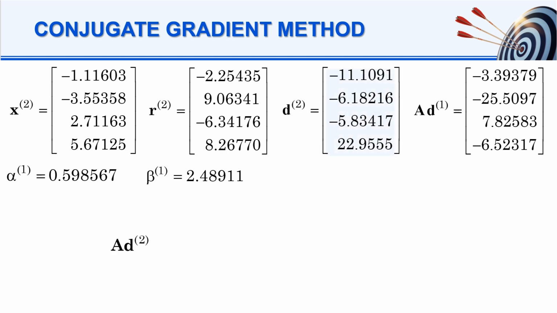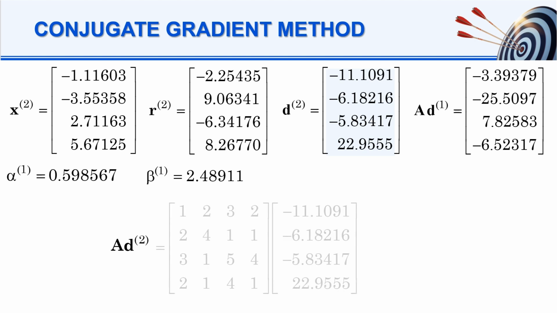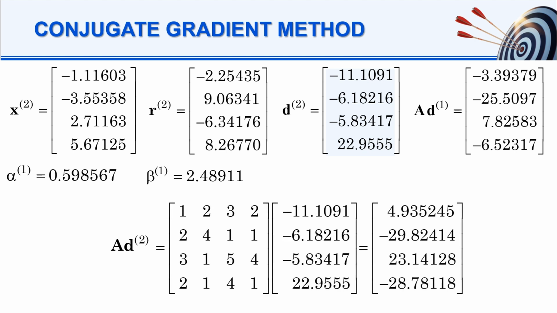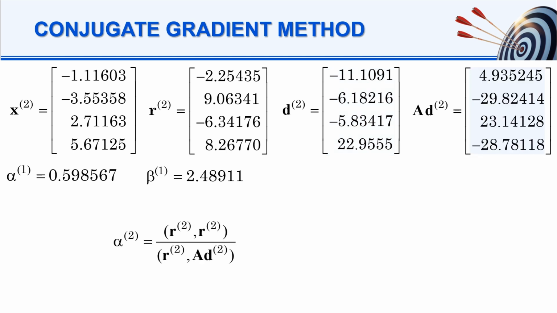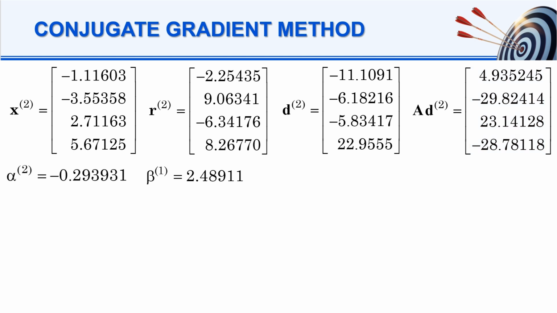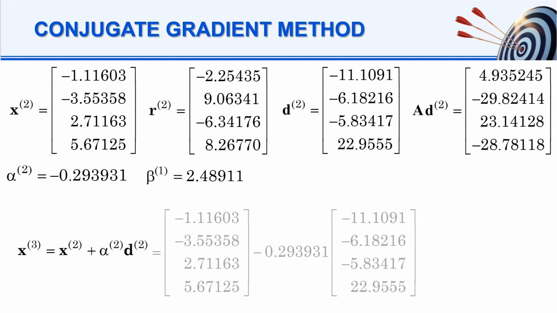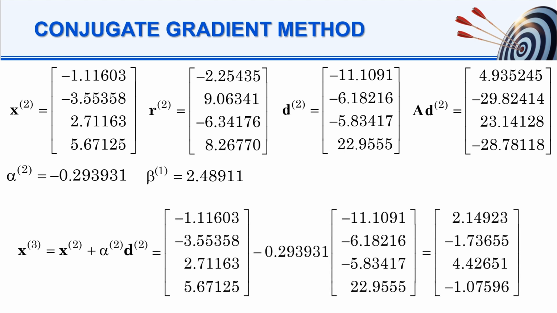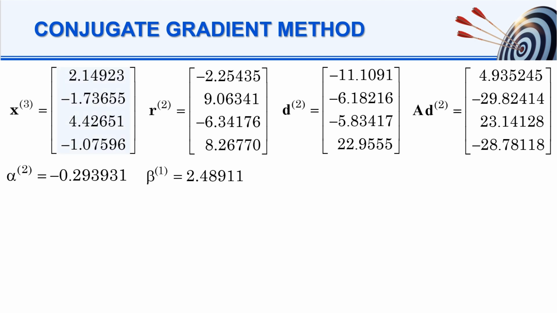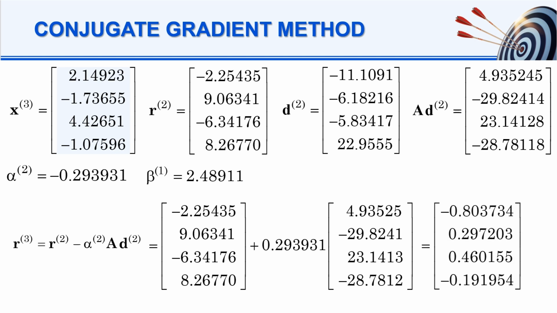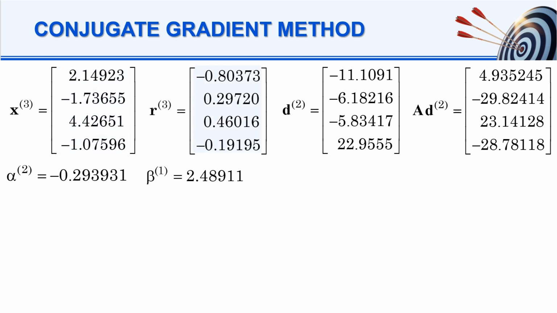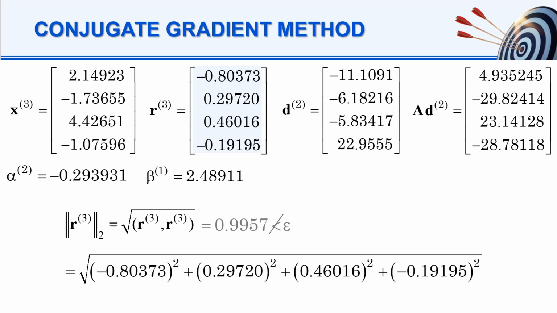To calculate the step size, we need to update the product of matrix A and vector D, which gives the following. And the step size is found as minus 0.293931. The current solution vector is obtained as follows, and the corresponding current residual vector is calculated as follows. The spectral norm of the current residual vector is found to be 0.9957, which is greater than the specified tolerance value.